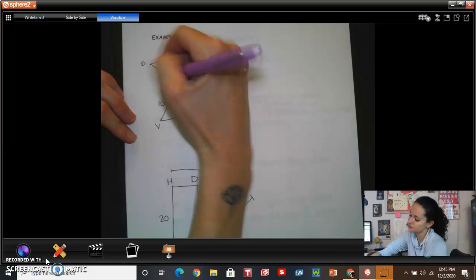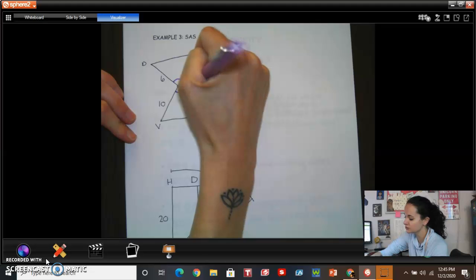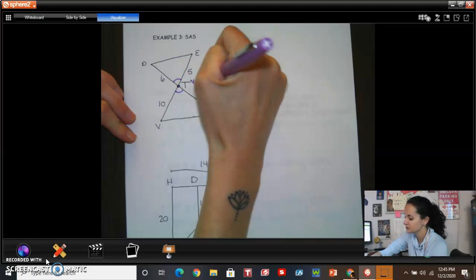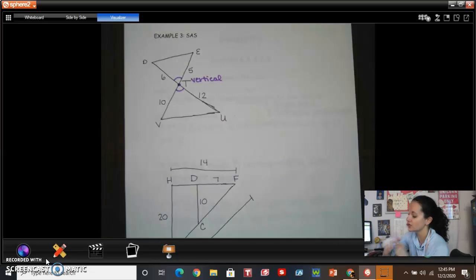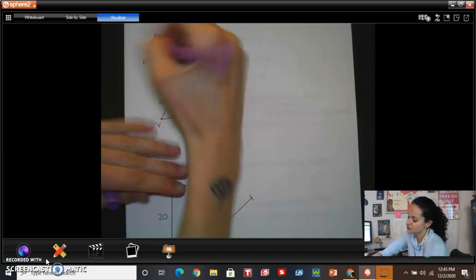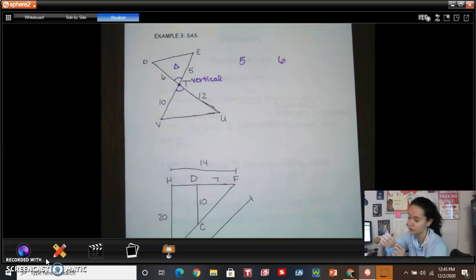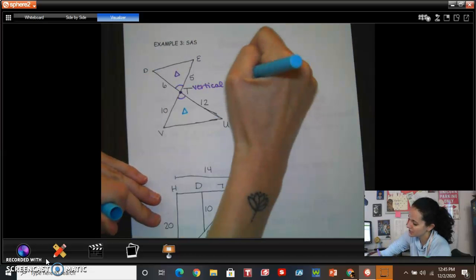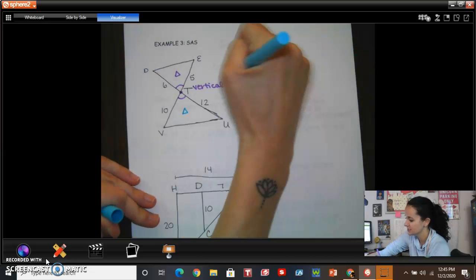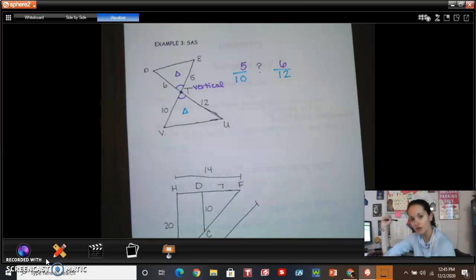I notice right here we have a bow tie, which means they're vertical, which means they're equal. Okay, so next we're going to check our sides again. For this triangle here, we've got 5 and 6. Again, went from small to large. For this triangle here, we have 10 and 12. Now we just want to see if these are equal. If they are, then we're similar by side, angle, side.